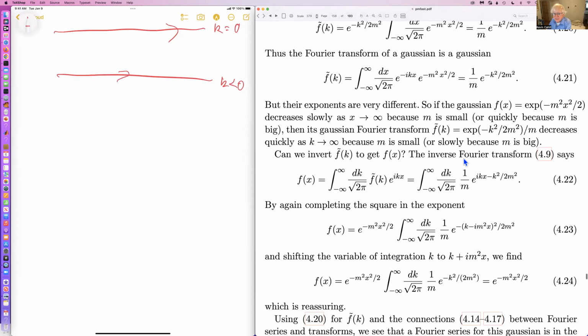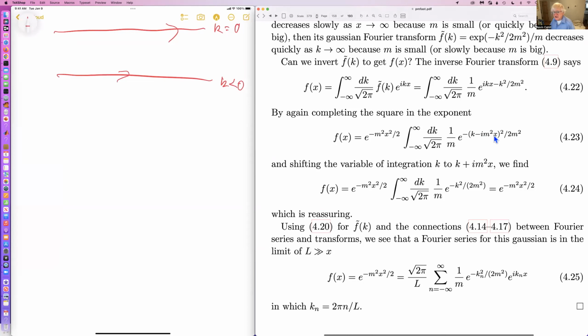Then you can invert f tilde of k and see that you get back to the original one. In other words, to get back to f of x, it's f tilde of k times e to the i kx over root 2 pi. F tilde is e to the minus k squared over 2m squared over m. Then you complete the square like this. The x doesn't matter in this case. And so you just have this thing, which is a number, and the number turns out to be 1 when everything's done. And so you get back to e to the minus m squared x squared over 2.